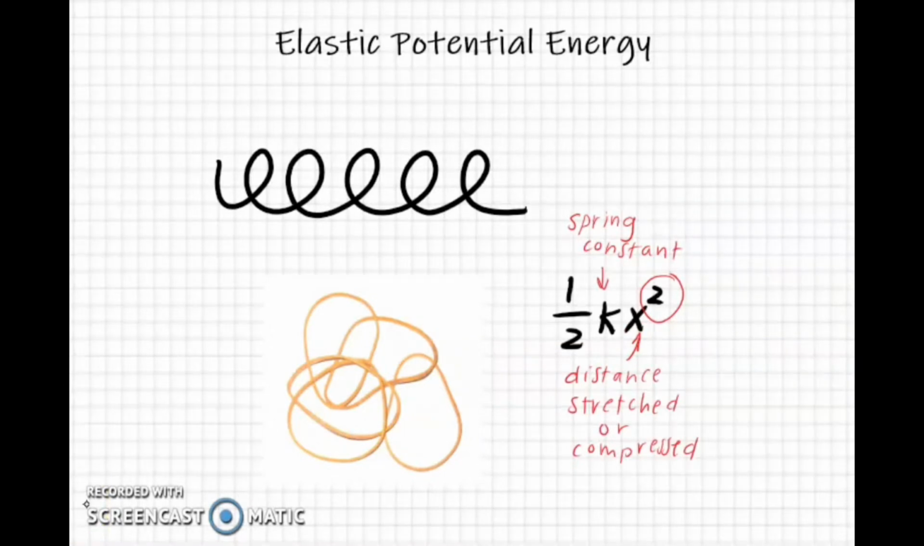The second type of potential energy that we're discussing is elastic. For example, springs or coils or rubber bands. The formula is 1/2 kx squared, and an important thing to note is that x is squared, meaning that if the distance that a spring is stretched is doubled, then its elastic potential energy will increase by 4 times.